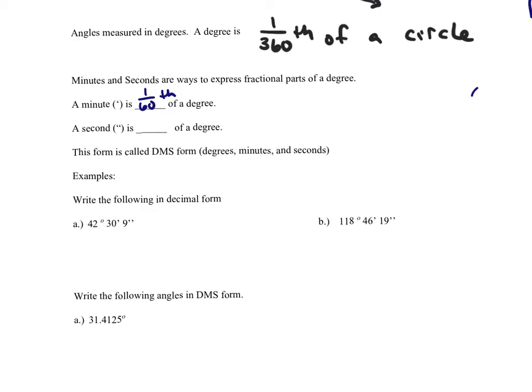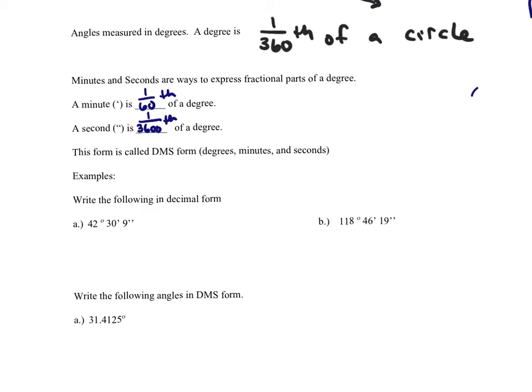And then same thing for a second. If we take one of those minutes and break it into 60 parts, we get a second. And a second is 1/3600th of a degree. So really, really small. So we call this DMS form.